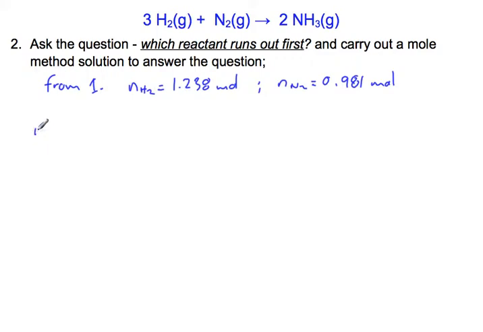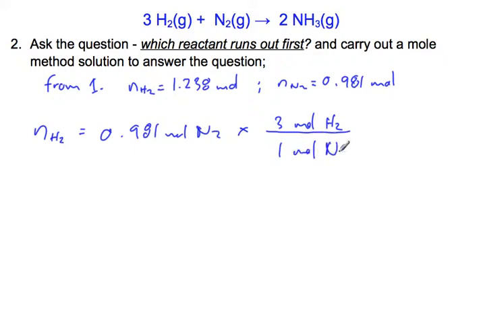So the question is, number of moles of hydrogen needed equals number of moles of nitrogen. Well, there it is, 0.981 moles of N2 times an equation factor. Well, it's nitrogen and hydrogen being compared. I want to be left with hydrogen, so 3 moles hydrogen's on top. 1 mole of nitrogen is on the bottom. You should be familiar with mole ratios now, or equation factors. And so when I do that math, I get 2.943 moles of hydrogen.